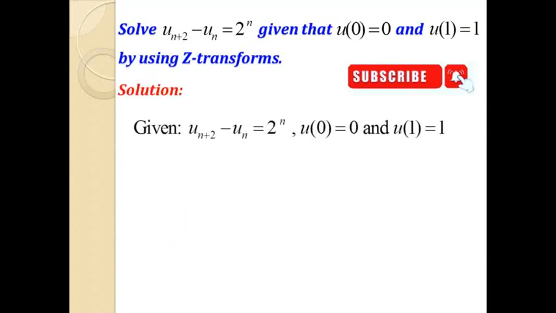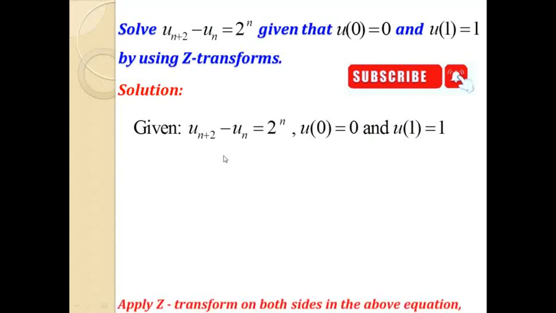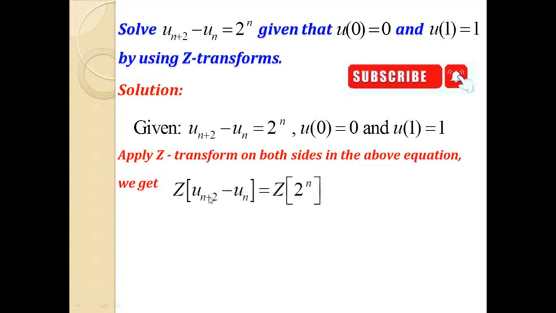So what is given? Second order difference equation is given, that is u(n+2) minus u(n) equal to 2 power n. So now we apply Z-transform on both sides in the given equation. We get Z of u(n+2) minus u(n) equal to Z of 2 power n. Now using linearity property for Z-transform, we can write Z of u(n+2) minus Z of u(n) equal to Z of 2 power n.